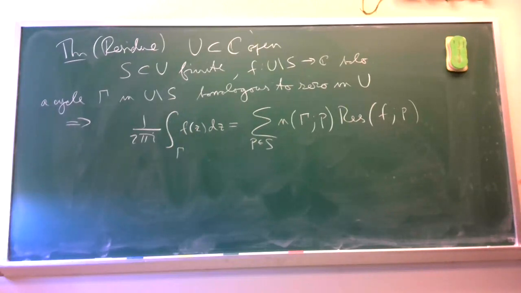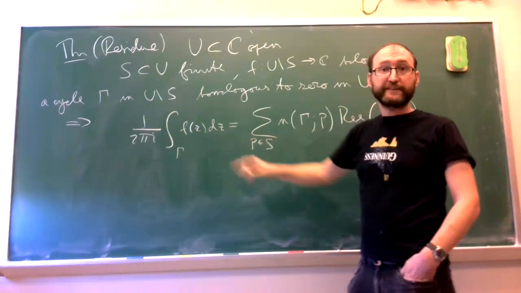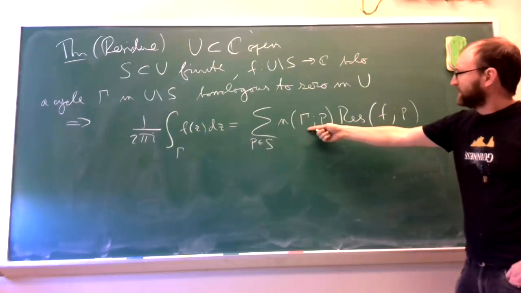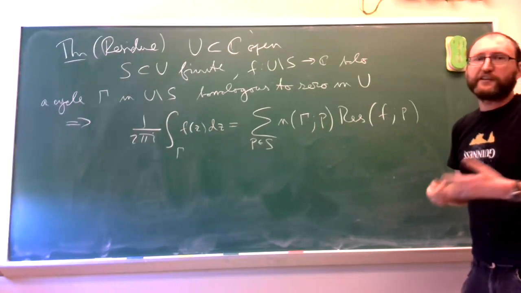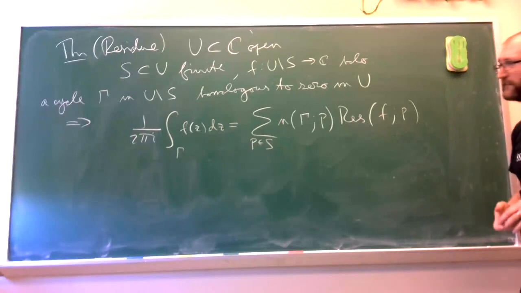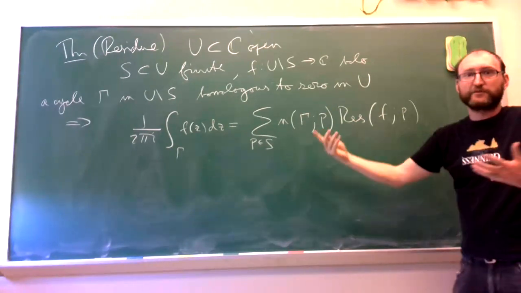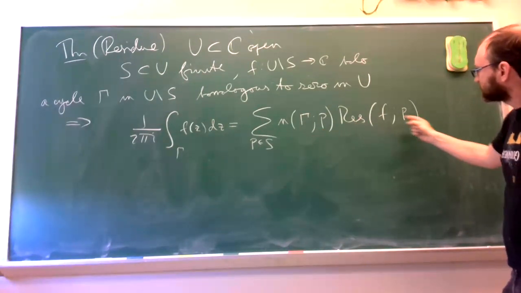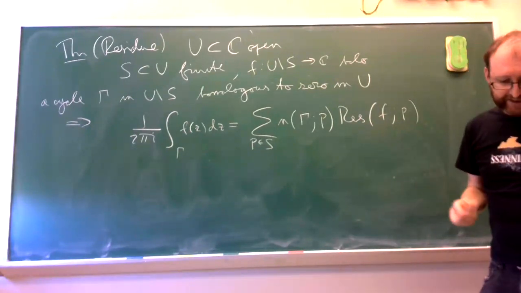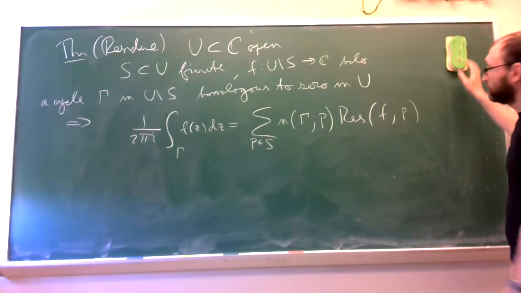And the way this is usually used is that you can somehow figure out how to compute this side to compute this side, right? In a lot of the applications, you get to pick gamma to a certain degree. Usually you pick gamma so that these winding numbers are 1, and then you just have to compute the residues, right? And there's a variety of ways to compute the residues. Let's prove this theorem first before we look at some applications.